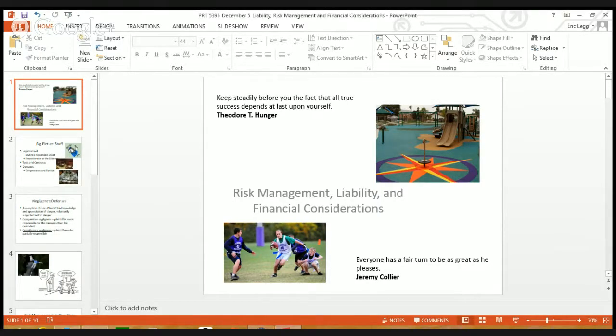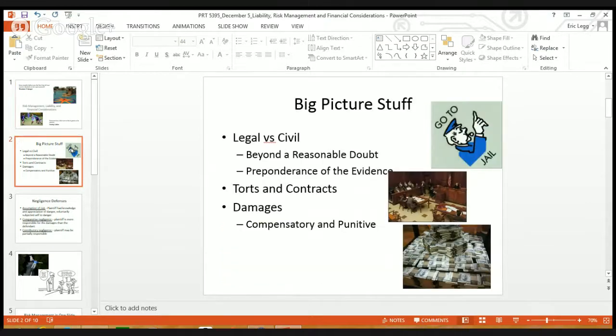In this video, we're just going to talk a little bit about liability and risk management and what that has to do with financial management. The bigger liability stuff, the more detailed stuff, you cover in that class. So this is going to be a brief overview of that, and then we're going to connect it to financial management.